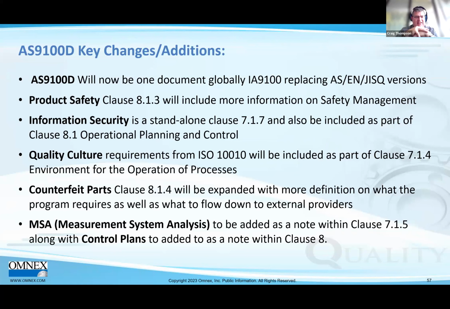But jumping right into this, AS9100, just so everybody knows, and some of you might not know, is transferring over to the IA9100, and it's going to replace the AS version, the EN version, and also the JISQ version. So we're going to one global international aerospace standard, which is what the IA stands for. Currently, it is in a coordination draft, so it's one step closer. Right now, the plan is for it to be released next year, targeting Q3, but it may be a little sooner or a little later, depending on what comments come back from the coordination draft.